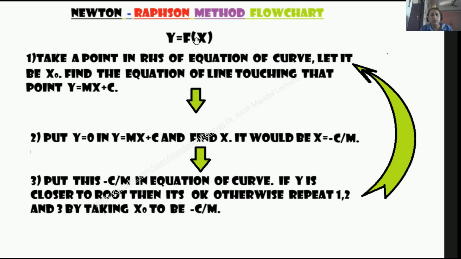That you will put in the equation of curve. In case the value is closer to the root, meaning y is closer to 0, then it's okay. Otherwise, again put that new minus c by m in this equation of curve. You can repeat till you are getting an answer accurate, with y very close to 0.